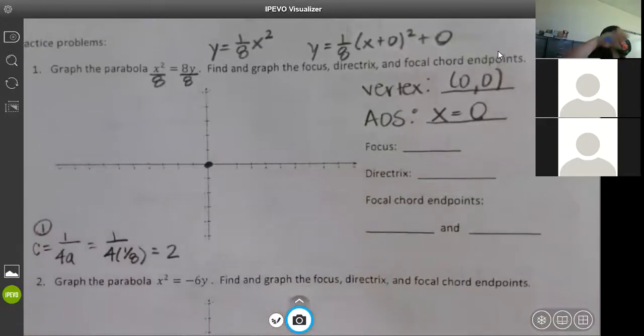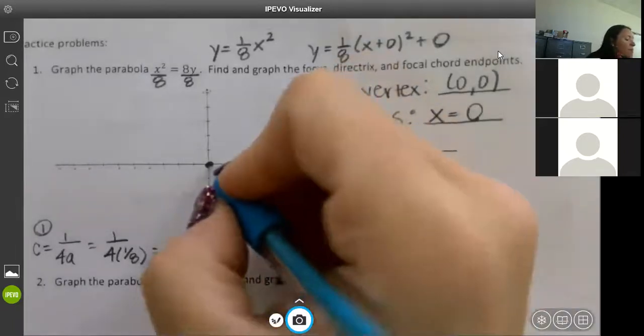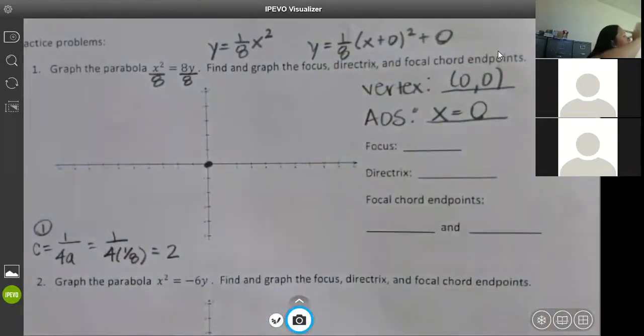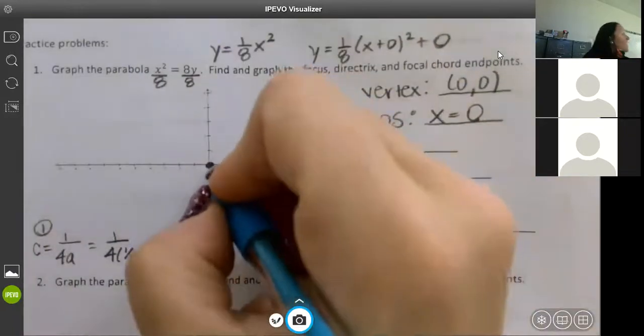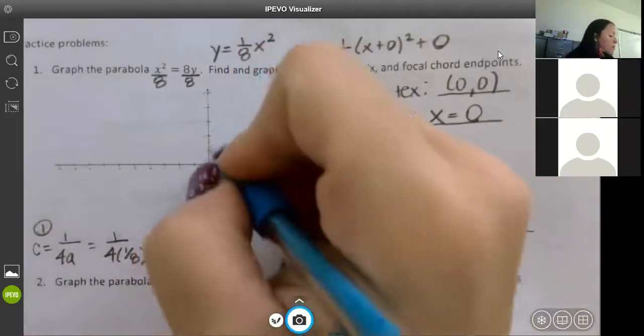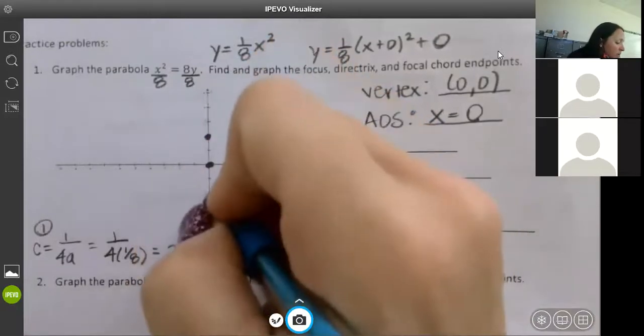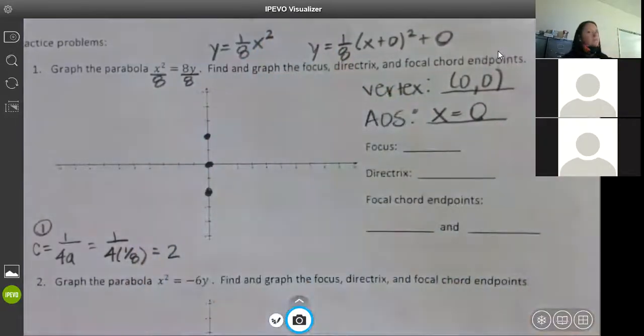All right, so it's an up-down parabola, right? Is everybody good with that? How do we know it's up-down? Because it's a y. And y equals, yes. Both of those are perfect. What does the positive tell us? That it's up. So we need to know that. So remember that C value is how far it is from the focus and the directrix. So we said it's an up-down parabola. So we're going to go up 2 and down 2.